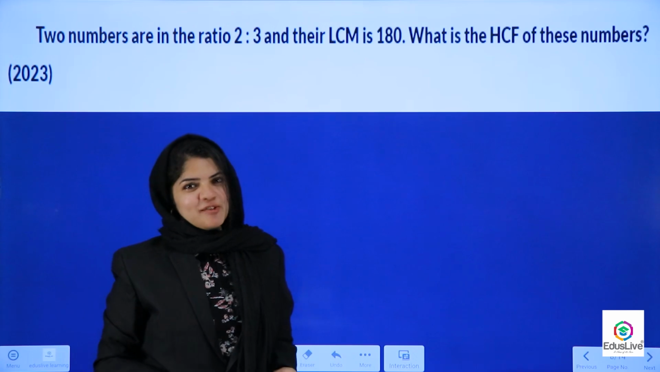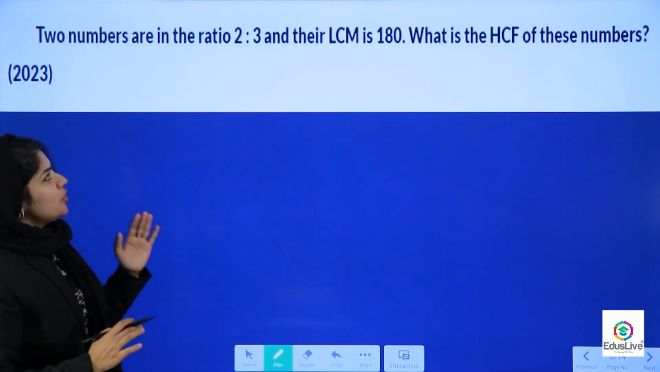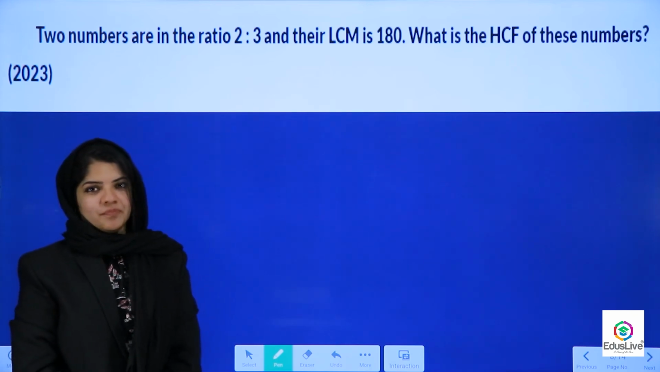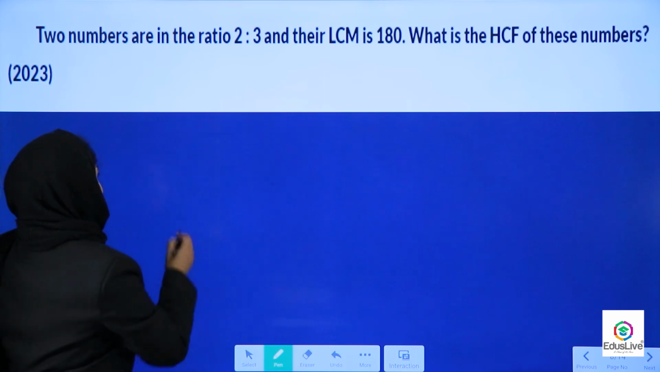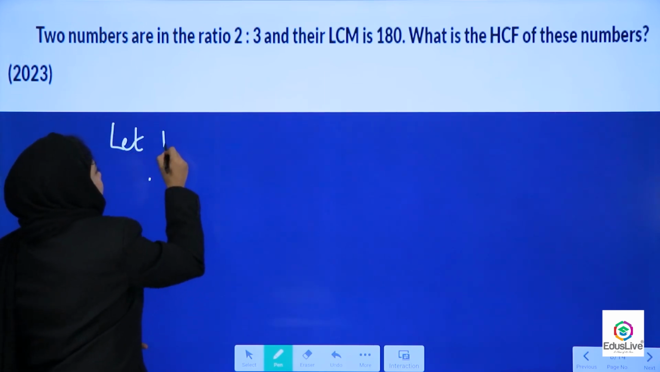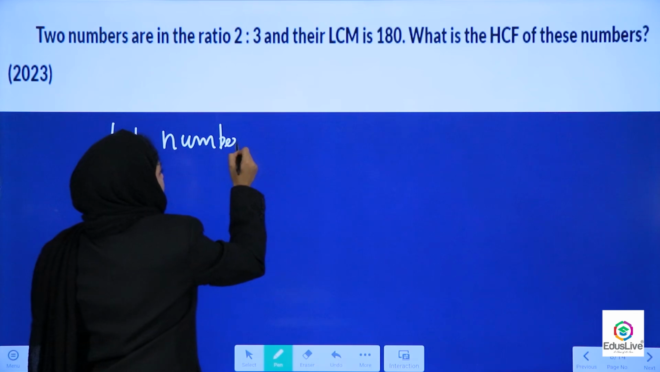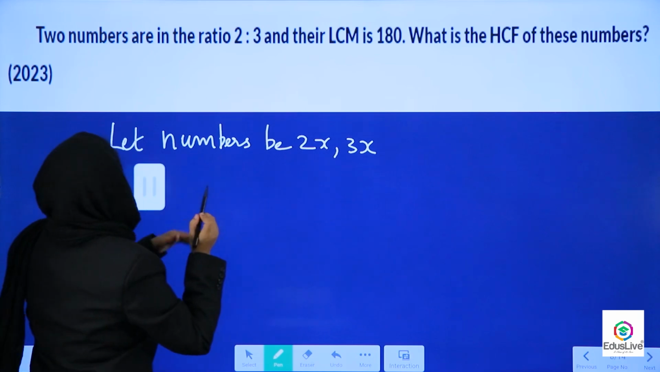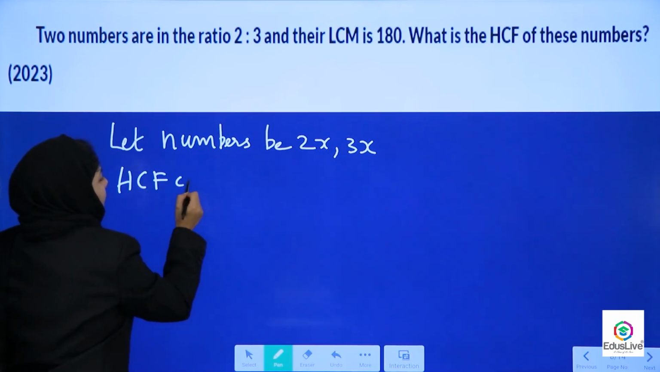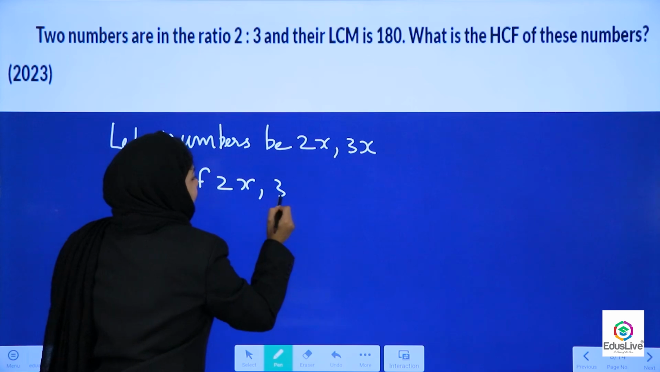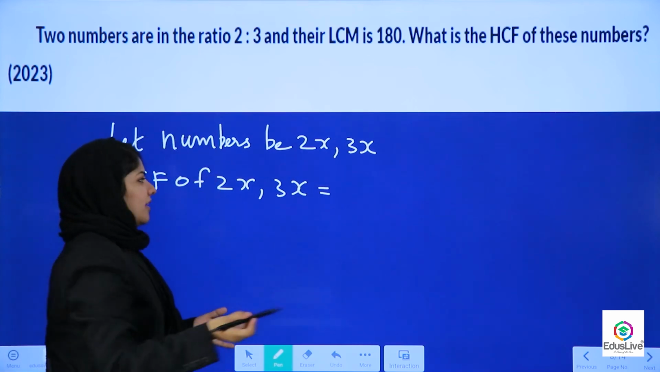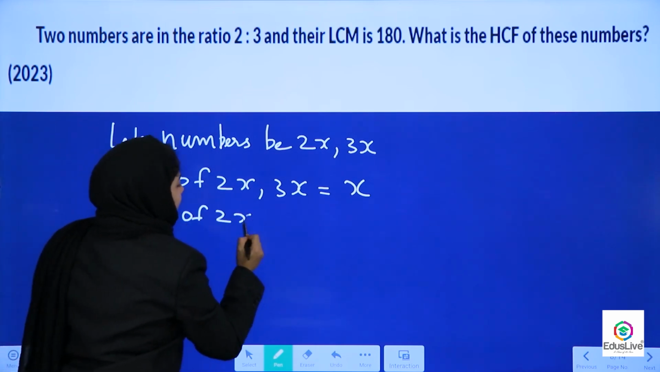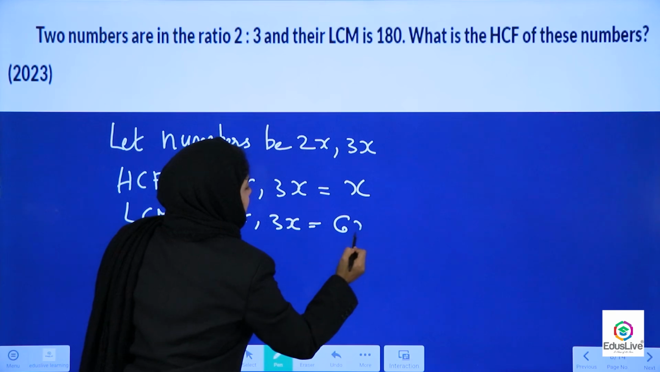Let's check out the next question. Two numbers are in the ratio 2:3 and their LCM is 180. Find the HCF. Since the ratio is given, we can assume let numbers be 2x and 3x. Next, we will find the HCF of 2x and 3x. HCF of 2x and 3x is x. And LCM of 2x and 3x is 6x.